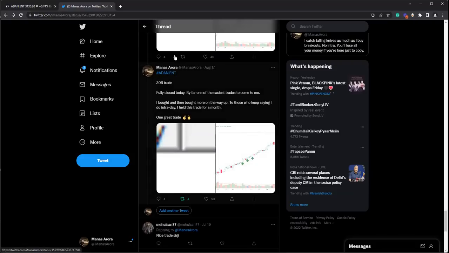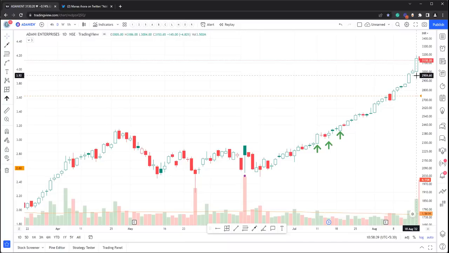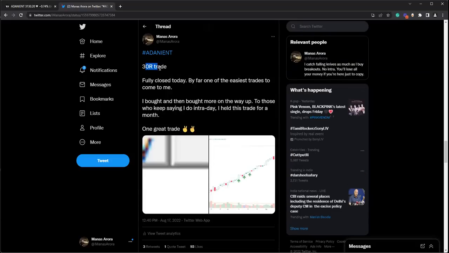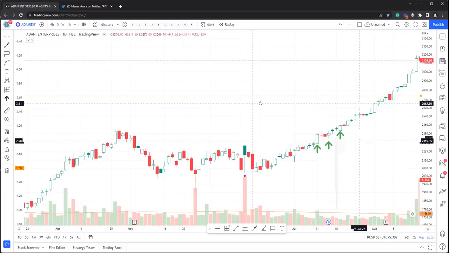This is August 17, which is this day. This is where I was out of my entire position and made 30 times my risk on the remaining last portion. Whatever I had left, I made 30 times on it. How did I ride it?